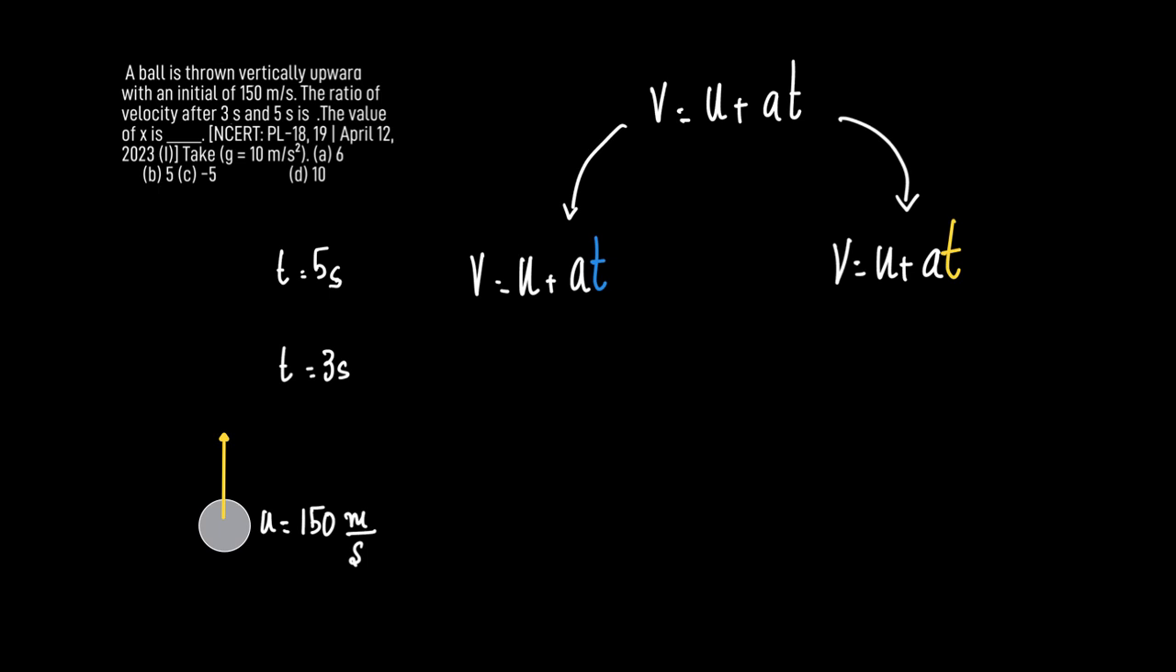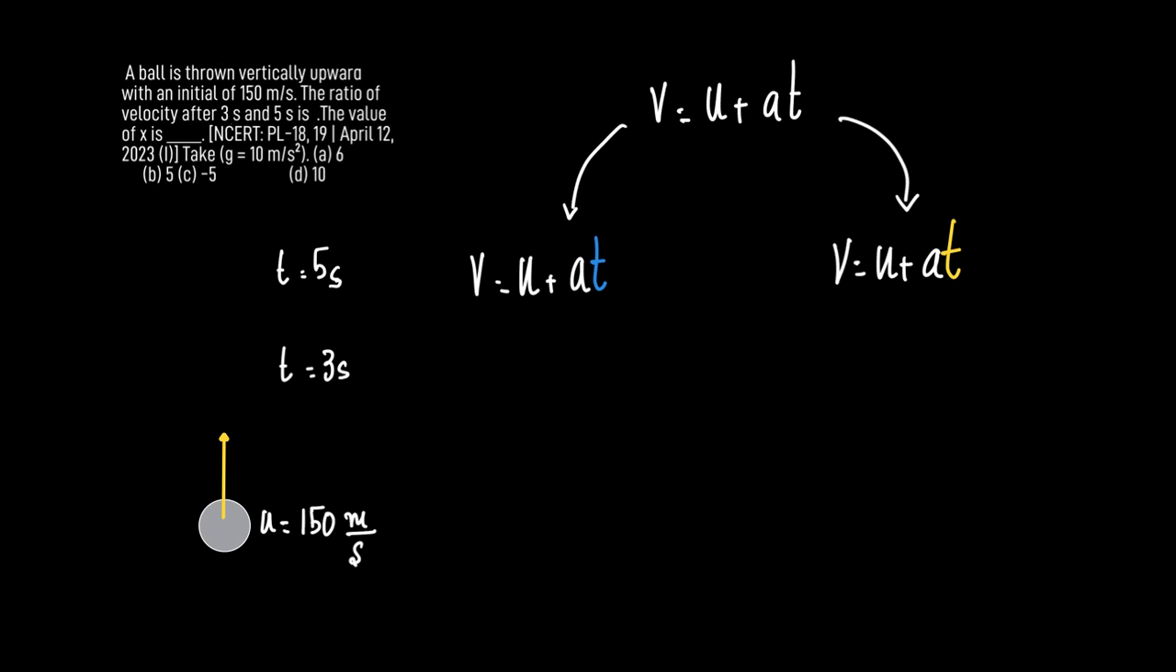Now we have a very simple, very straightforward question out of motion in a straight line. The question is actually not completely correct in terms of wording here, sorry for that. It says that a ball is thrown vertically upward with an initial velocity of 150 meter per second. The ratio of the velocity after 3 and 5 seconds is x plus 1 by x, and we are asked to find the value of x.